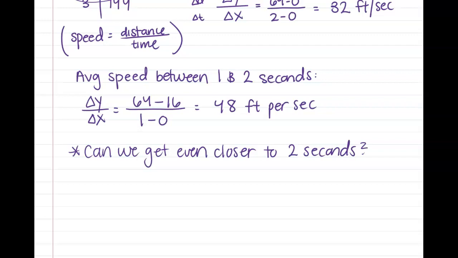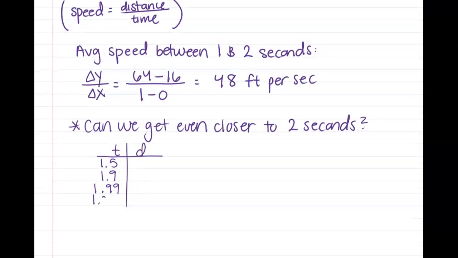So again, can we get even closer to 2 seconds? So time and distance, we can try 1.5 seconds, 1.9 seconds, 1.99 seconds, 1.999 seconds. So again, d is 16t squared. So if t is 1.5, this would be 16 times 1.5 squared, which is 36. Didn't do it in my head, I already had it written down. You could figure it out on paper, you could use your calculator, doesn't matter at this point.